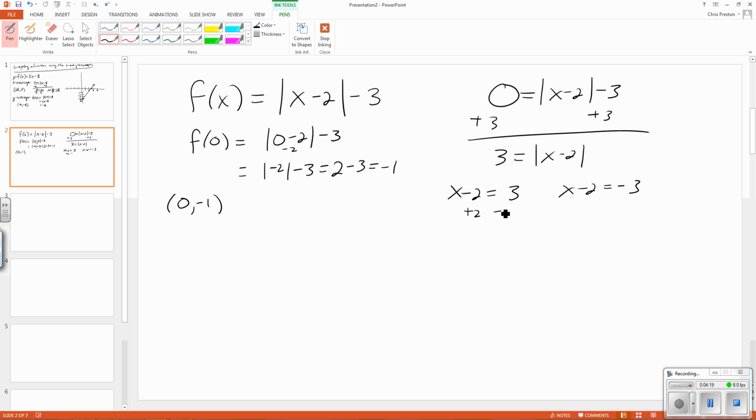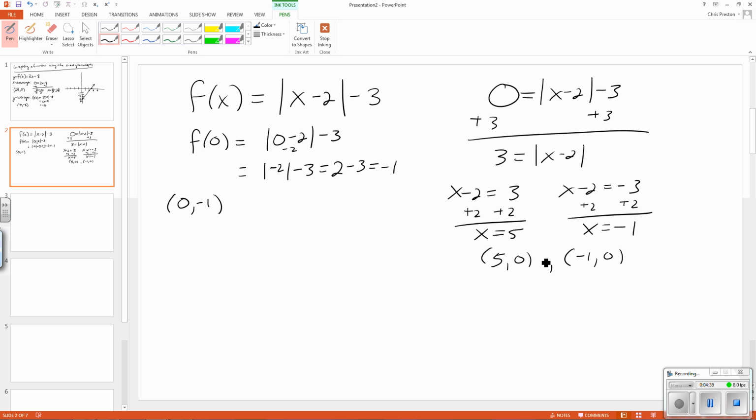If it's 3, then x would be a value of 5, and if it's negative 3, then x would have a value of negative 1. So we have 2 x-intercepts. x is 5 when y is 0, and x is negative 1 when y is 0.